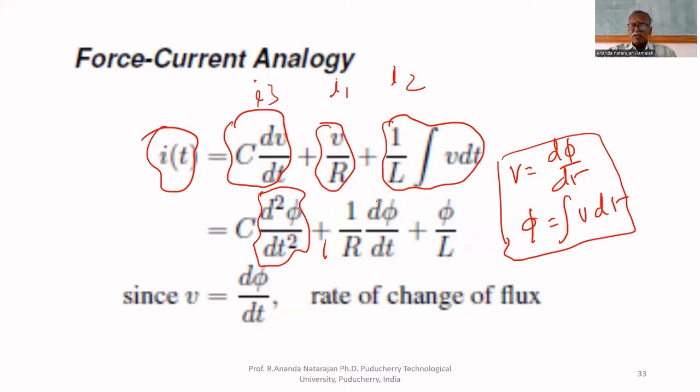V equal to d phi by dt. So we can write like this: integral of V dt equal to phi. Therefore, phi upon L. So we can write in terms of phi also. Rate of change of flux equal to voltage. This is rate of change of flux equal to applied voltage across the element.